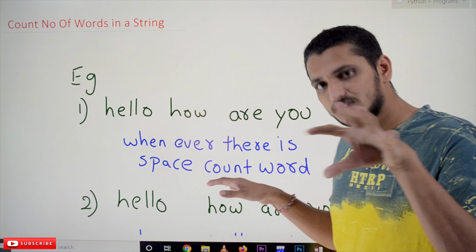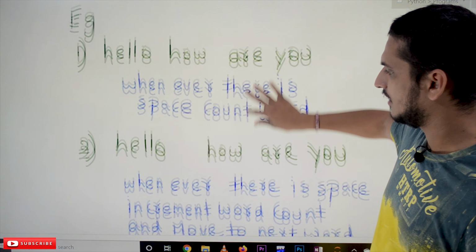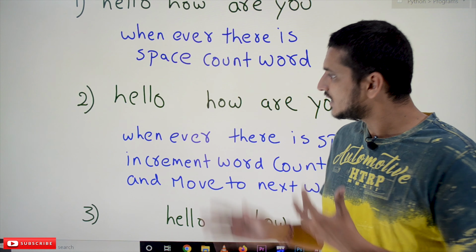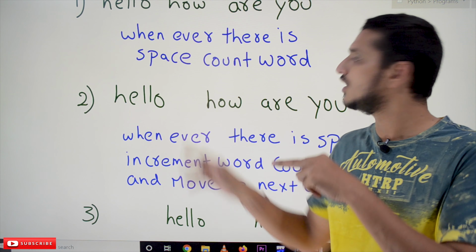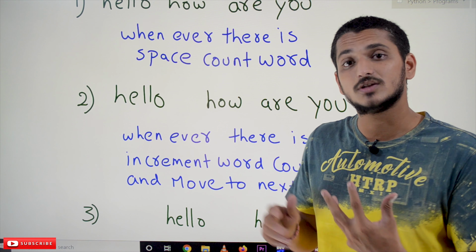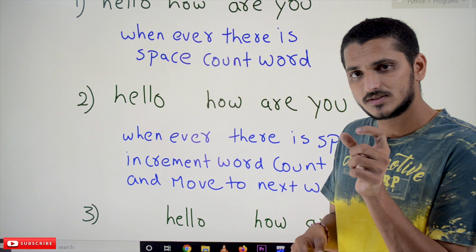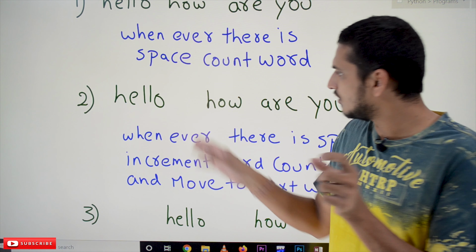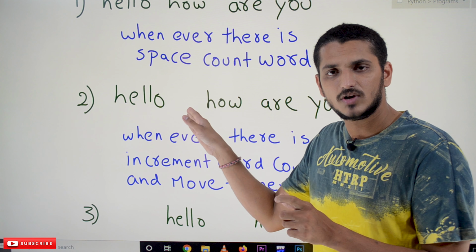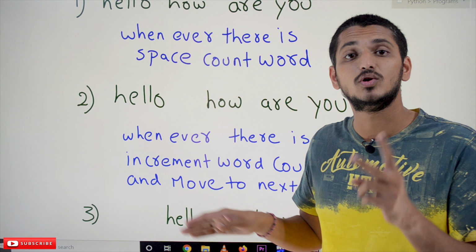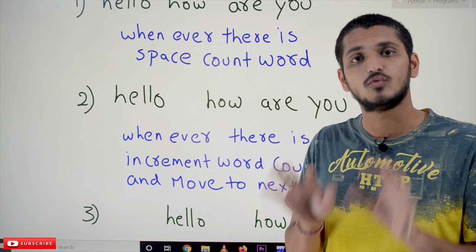But let's take the second example. Whenever there is a space, count a word. In the second example, we can observe that there are two spaces in between hello and how. What's the logic we defined previously in our first example? Whenever we find a space, we have to increase the word count. Here it finds a space, increase the word count. Here it finds a space, increase the word count. But we don't have two words. So that logic doesn't work here.